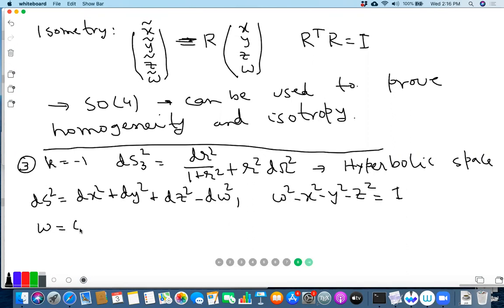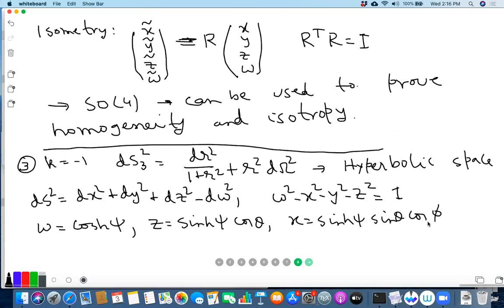And you can solve it by the following. So I take w equal to cos hyperbolic, this time it's cos hyperbolic psi. That's the only difference. Z will be sine hyperbolic psi cos theta. X is sine hyperbolic psi sine theta cos phi. And y is sine hyperbolic psi sine theta sine phi. You can easily check that these automatically satisfy this equation.